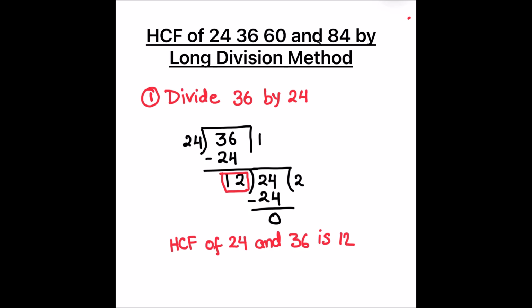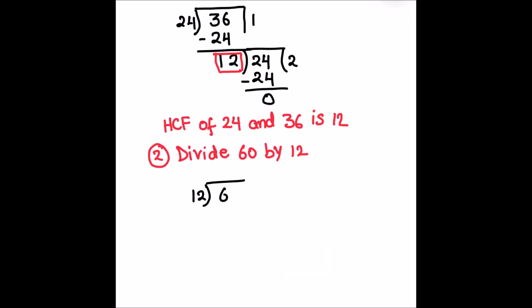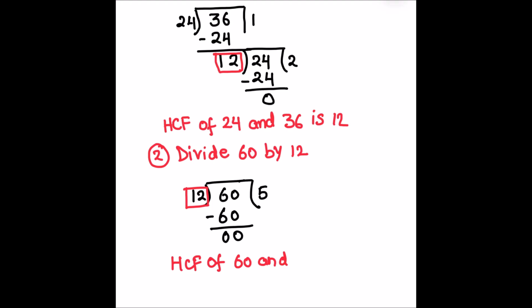So let us divide 60 by 12. 12 times 5 is 60. So we got the remainder as 0. That means 12 is the HCF of 60 and 12. So HCF of 60 and 12 is 12.